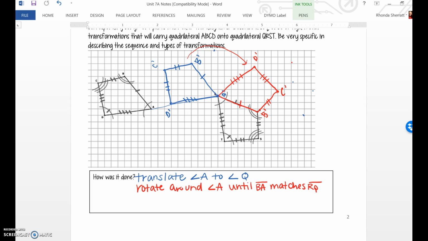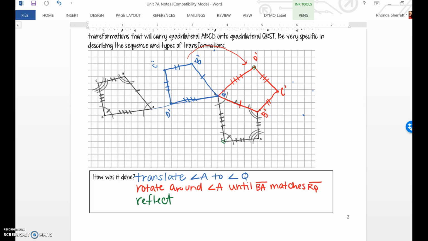So now we rotated around angle A until this line BA matched with RQ, okay? But we're still not quite there. So the next thing we need to do is reflect. And I'm going to change colors again so you can see. So we're going to reflect now, but where do we want to reflect? Okay, we want to reflect so that point D right here is down over here with point T, because those are the ones that match up.